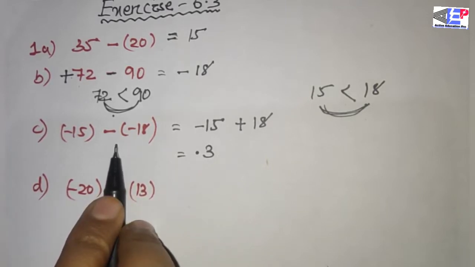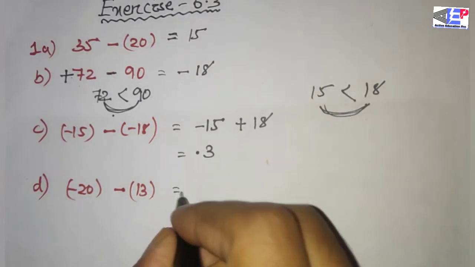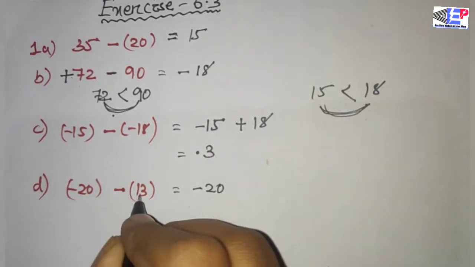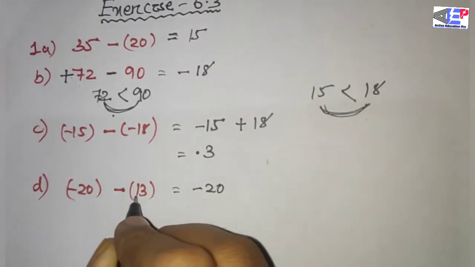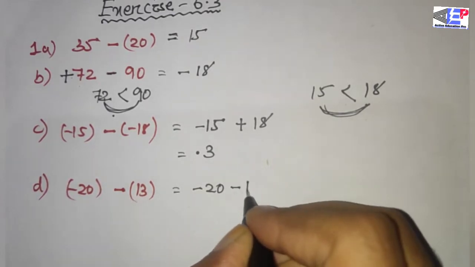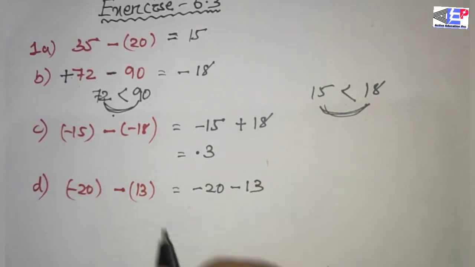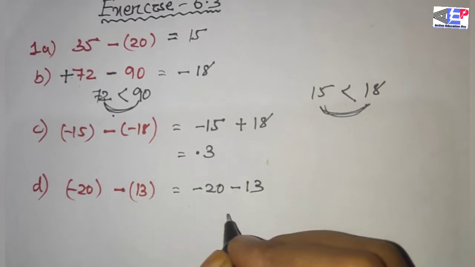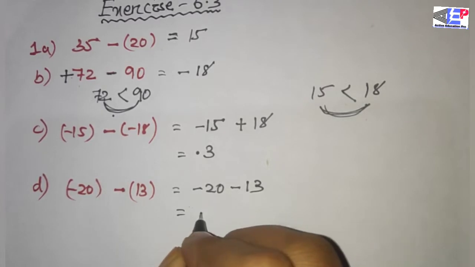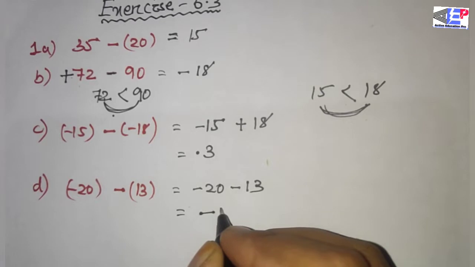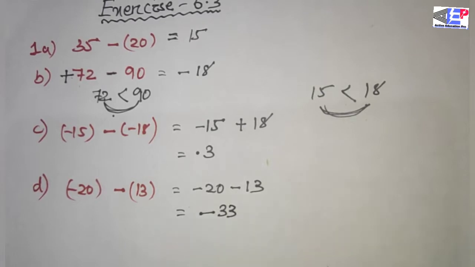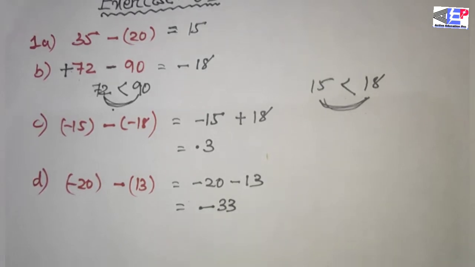So at the time of subtraction, you have to change the sign of the integer you have to subtract. So first write minus 20 and there is 13. 13 is a positive integer, so this is minus 13. Now both are of the same sign, both are negative integers. If both are negative integers, then just put the sign and add the numerical values, then it will be minus 33, a negative integer.